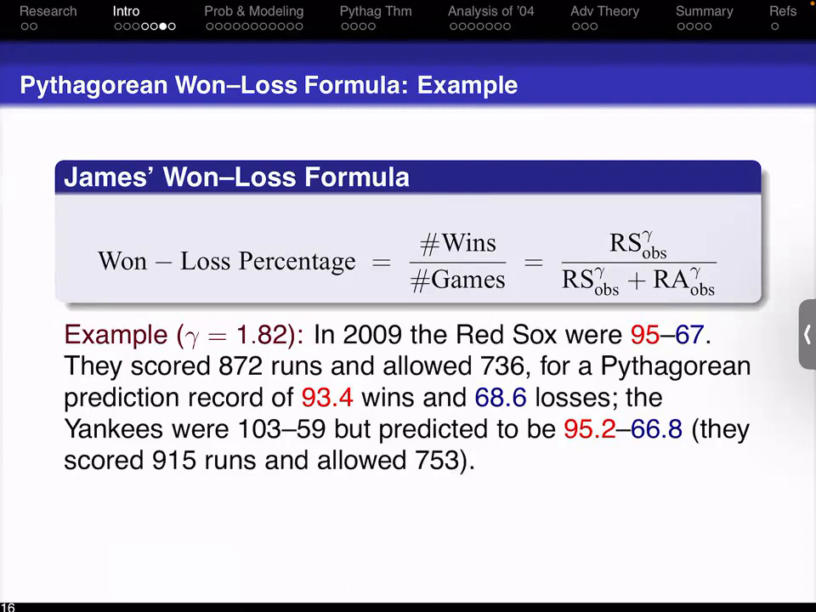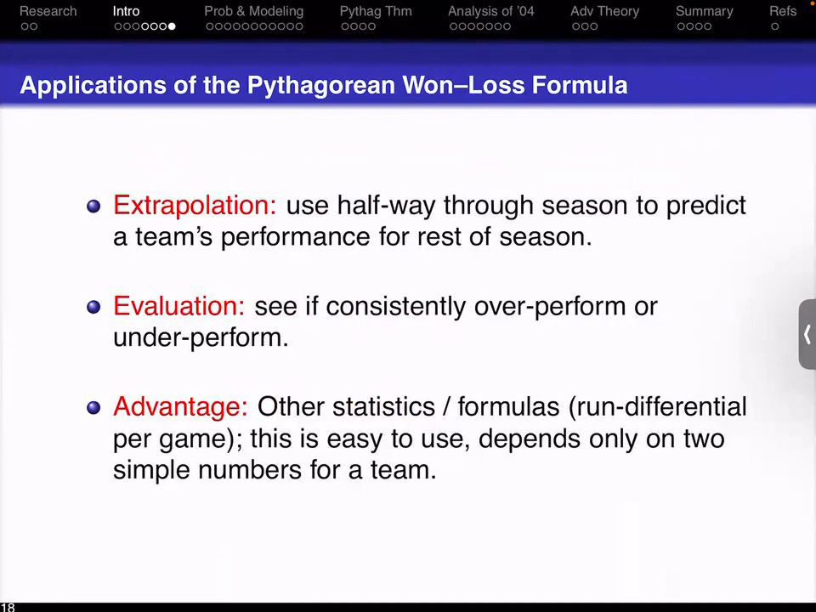So the question is, why does it do a good job in many places? Why does it not do a good job? What does it mean when it's not doing a good job? A lot of times we attribute strong deviations from the prediction to be the contributions of a really good manager. If you're significantly overperforming your Pythagorean prediction, it's interpreted as your manager is doing a really good job and is getting more out of the team than you would expect.